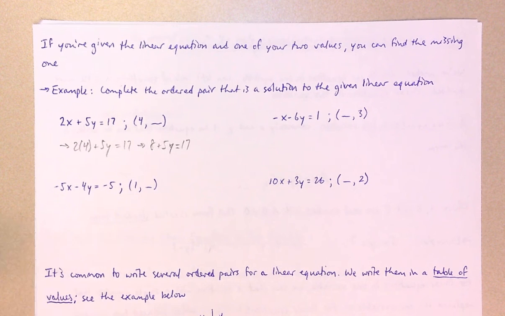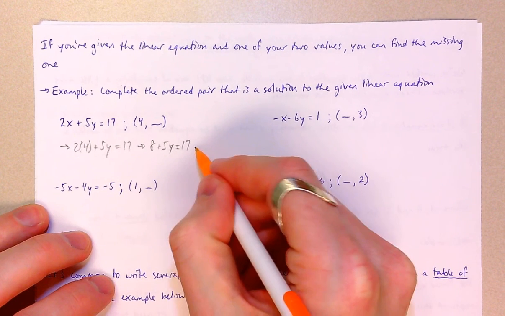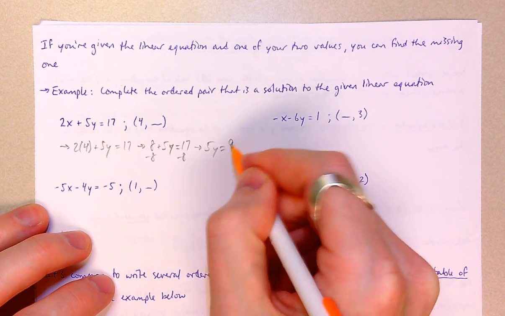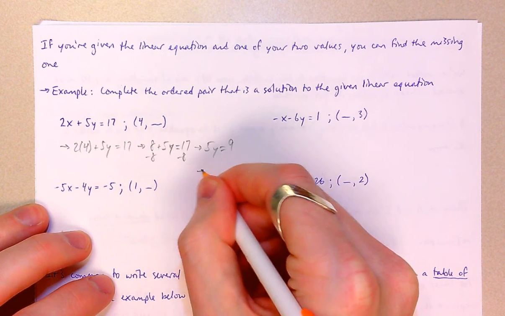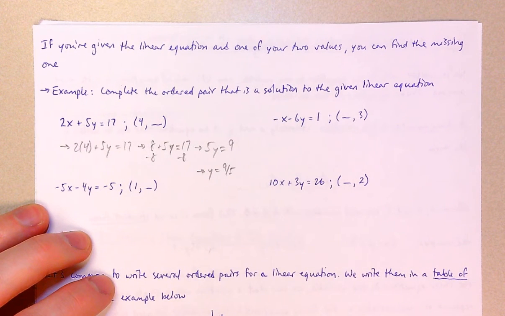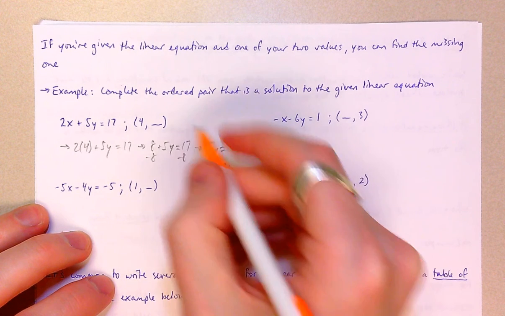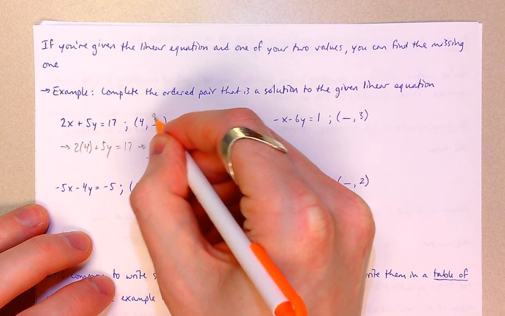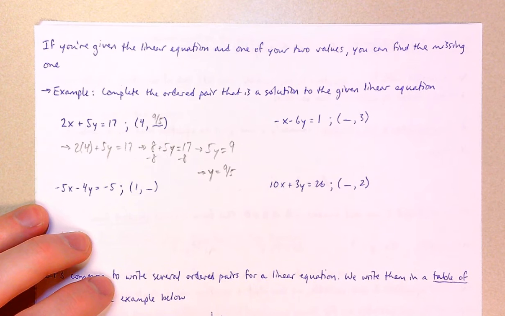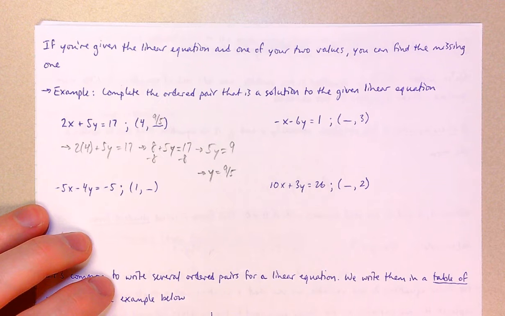And then now we're down to solving a linear equation in 1 variable. So if you subtract the 8 from both sides, 5y is equal to 9. And that means y is equal to 9 over 5. So the missing value is 9/5. And our ordered pair is 4, 9/5.